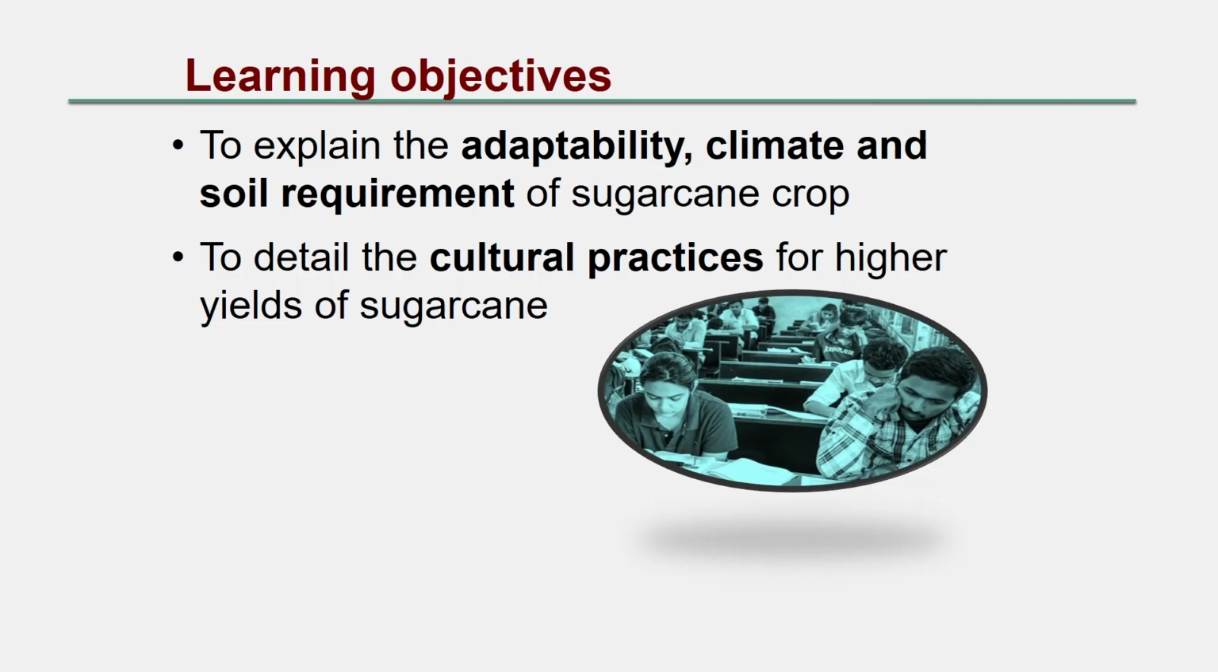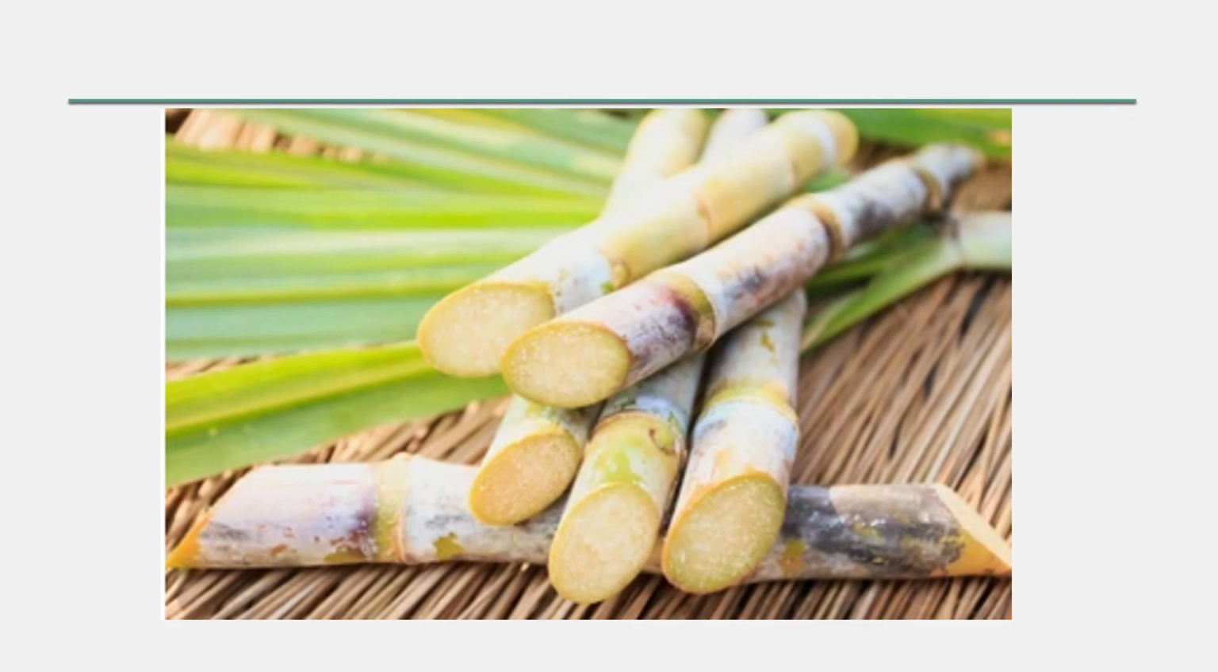The learning objectives of this lecture are to explain the adaptability, climate and soil requirement of sugarcane crop, and then we will detail the cultural practices for higher yields of sugarcane crop. Cultural practices may include land or seedbed preparation, then requirement of sets or seed treatment and different planting method, and of course some other aspects related to cultural practices. So, you must have seen sugarcane, and these are the sets of sugarcane used for sowing purpose.